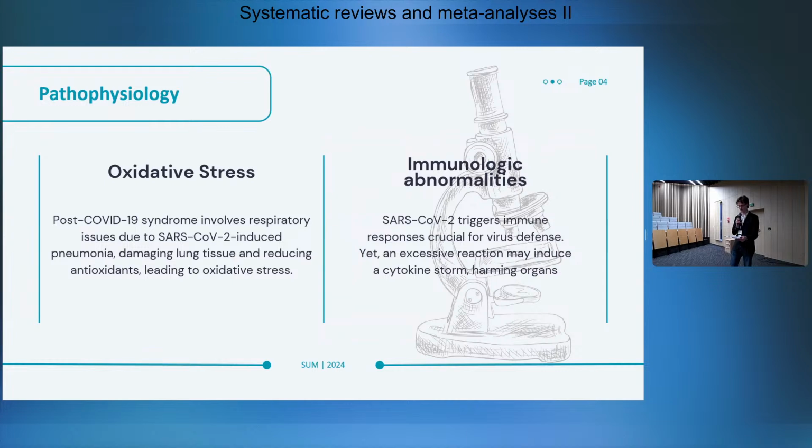Immunological disturbances represent another significant aspect of post-COVID-19 syndrome. The virus triggers an immune response, which may lead to excessive cytokine production, causing a cytokine storm, damaging cells and tissues in organs, including the lungs and heart.